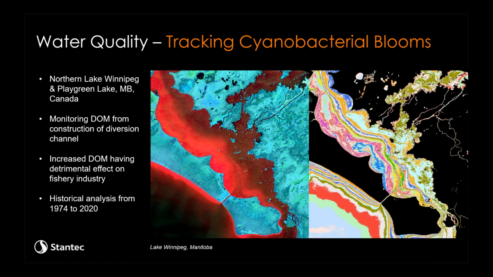This is a study done in my home province. The hydroelectric company basically cut a channel to get increased flow to their northern dams, and that had a detrimental effect on the organic matter in that lake. To the north, Play Green Lake, we were able to track how the dissolved organic matter was changing the cyanobacterial blooms in that lake. This is a historical analysis dating back from 1974 to present day.